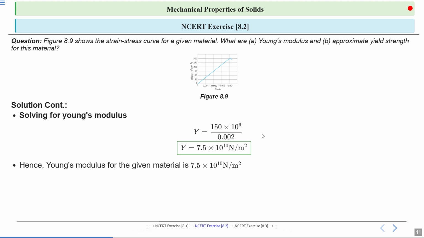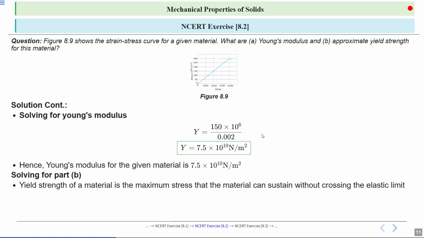So we can say Young's modulus for the given material is 7.5 into 10 raised to the power 10 Newton per meter square. Now let's move on to part B of the question. Here the question asks about the approximate yield strength of the material.